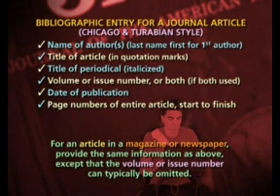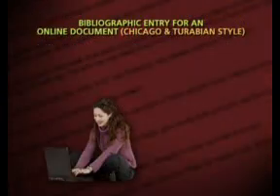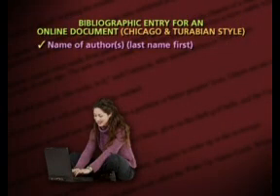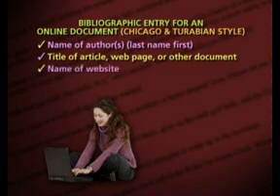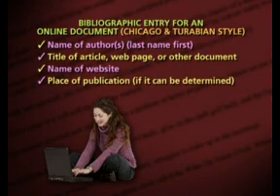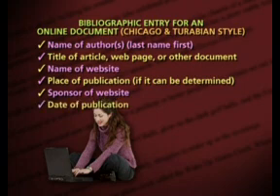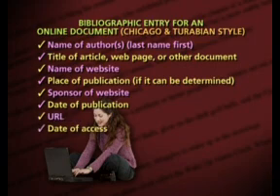For an article in a magazine or newspaper, as opposed to a journal, provide the same information, except that the volume or issue number can be omitted. Finally, for an online document, the name of the author or authors, last name first. Then the title of the article, web page, or other document. The name of the website. The place of publication, if it can be determined. The sponsor of the website. The date of publication. This is the date on which the article was posted, if available. The URL and the date of access.